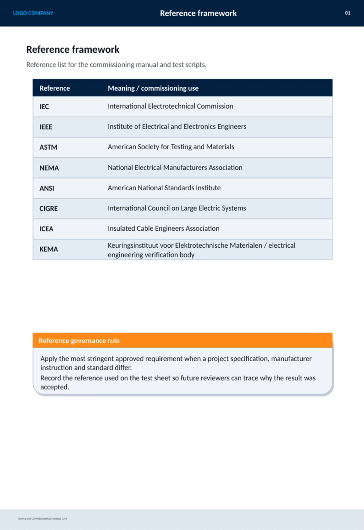We also consider CIGRE, which focuses on large electric systems, as well as ICA and KEMA, which handle cable engineering and electrical verification. It's crucial to apply the most stringent requirement among project specs, manufacturer instructions, and standards when they differ. This approach guarantees the highest quality and compliance. Also, always record the reference used on the test sheet so future reviewers can clearly understand the accepted results.